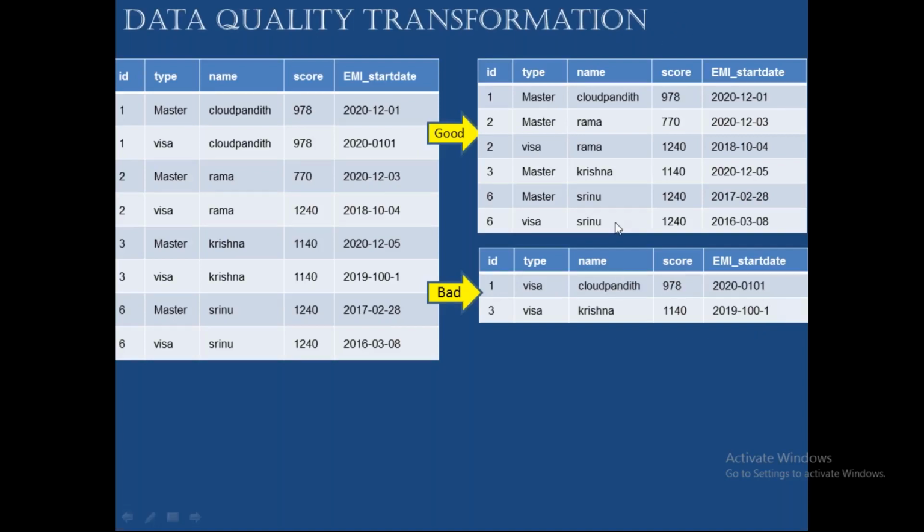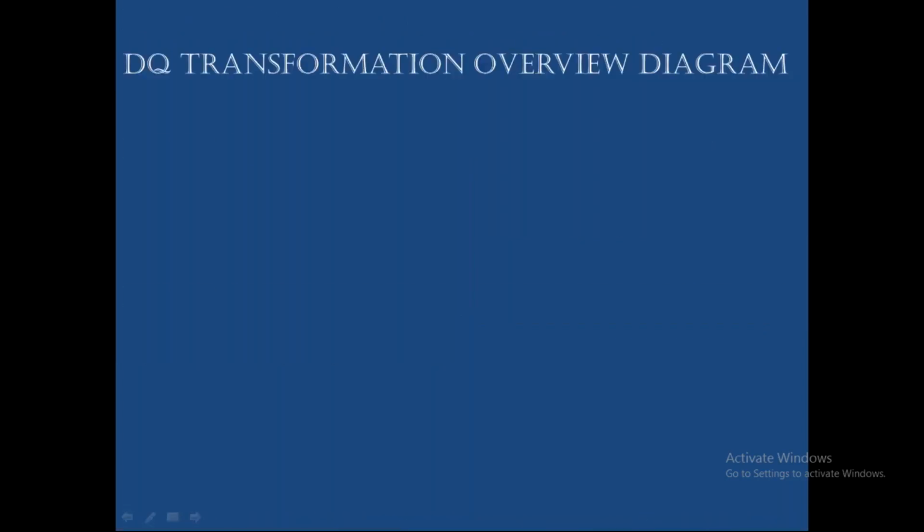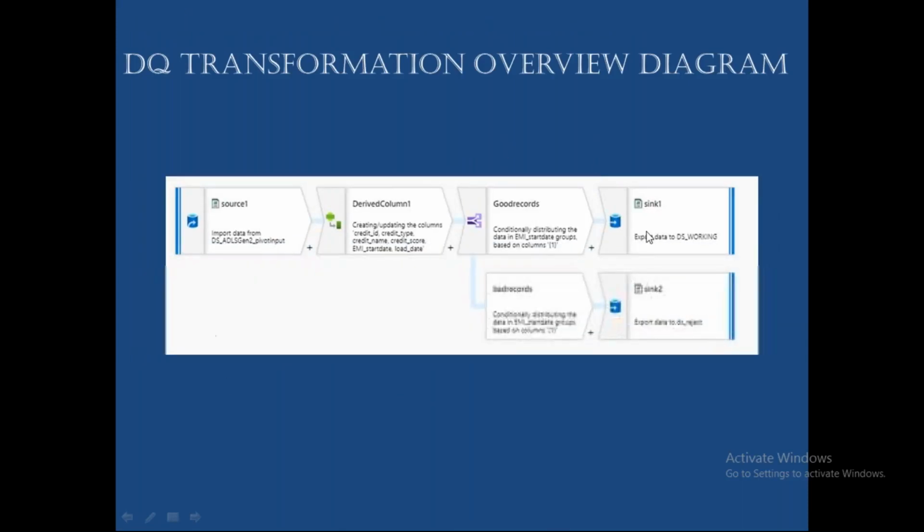This is what I wanted to do. Now you see the DQ transformation overview diagram. This is the diagram that I'm going to build, what I wanted to do. So these are my source data. I will read my source file, and I will add the load date column.